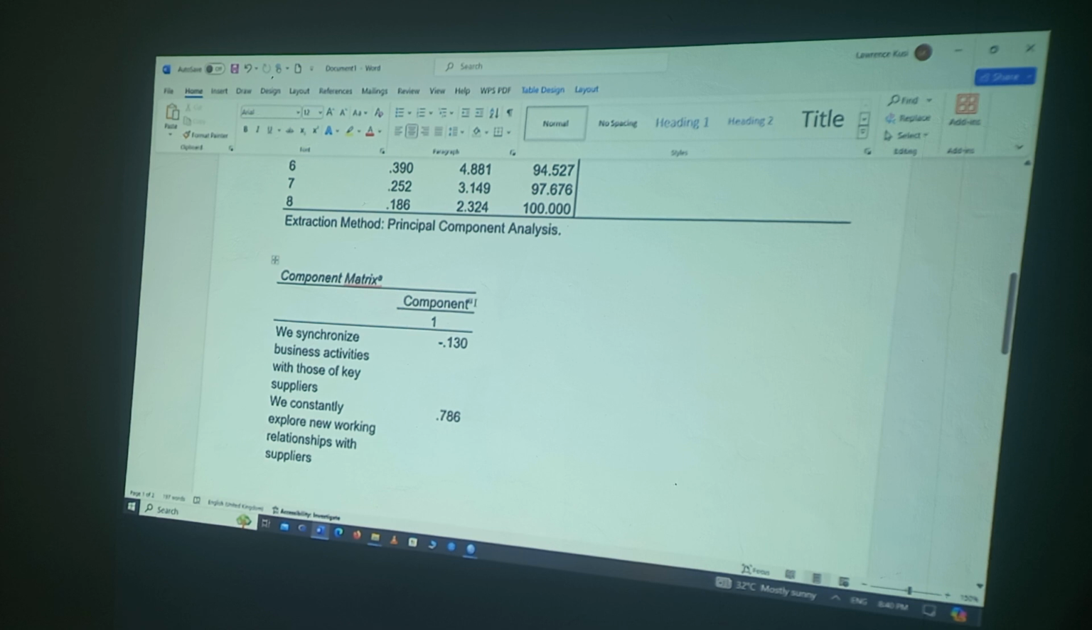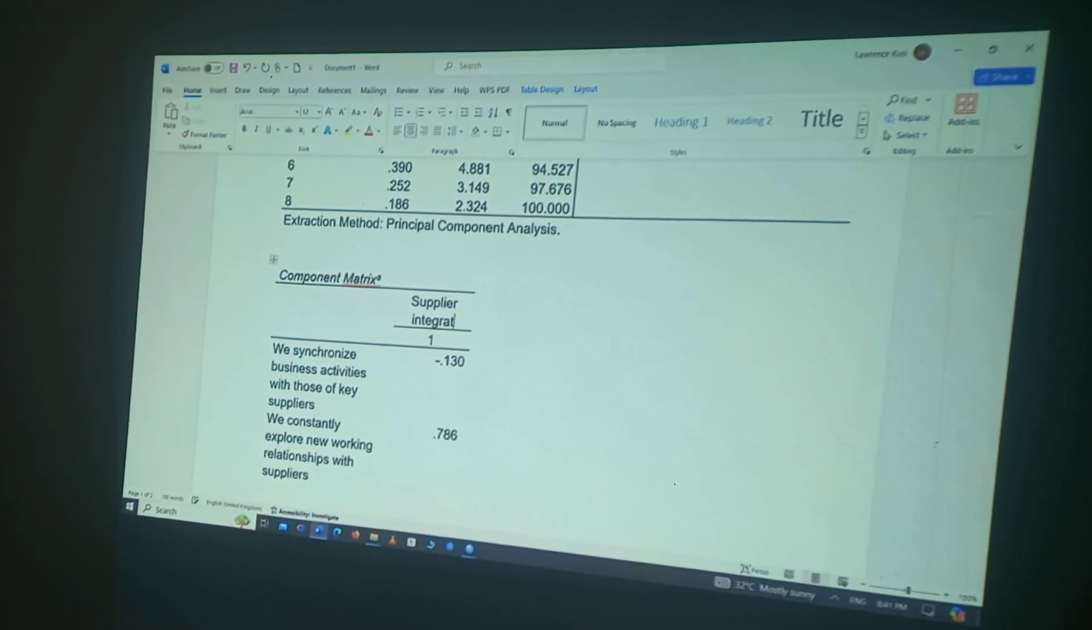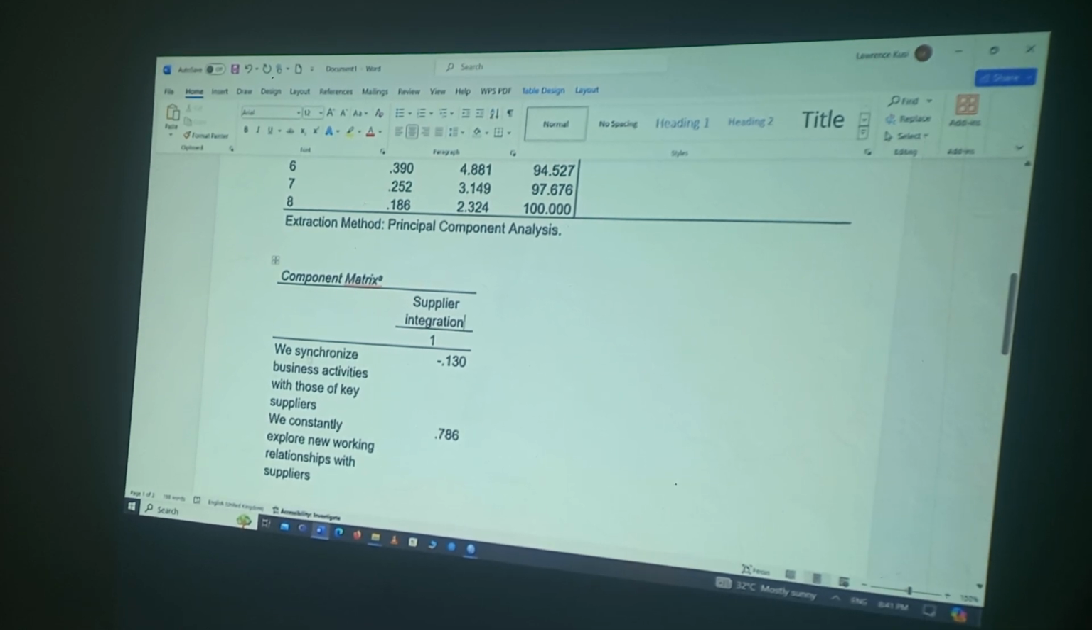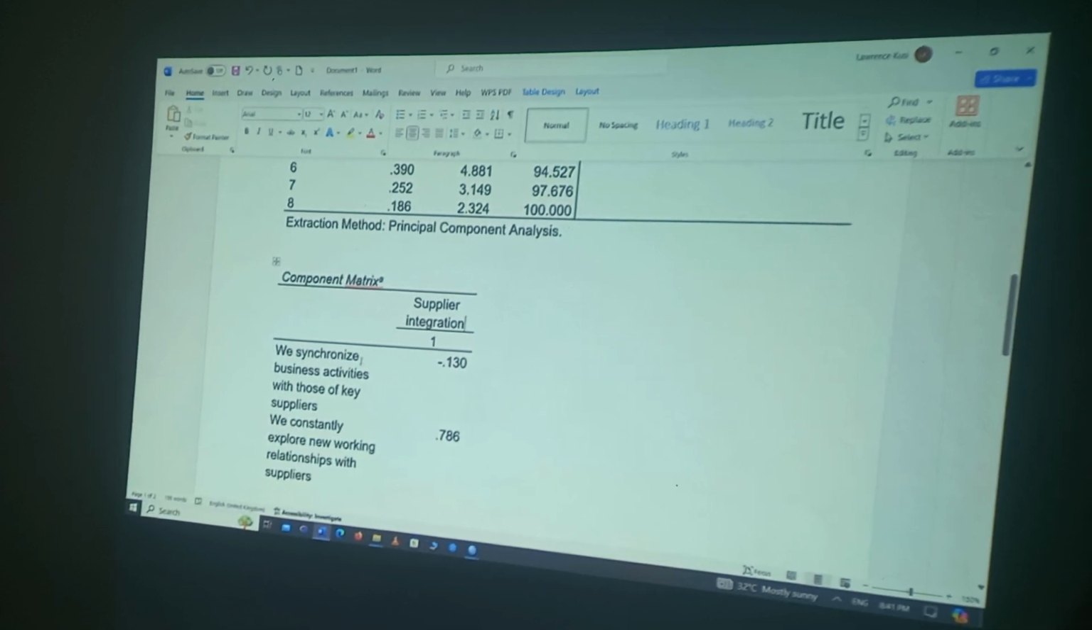So what is the name? You can edit and place it here. What is the name of the factor? Supplier integration. Okay. So we are saying that for any factor to be seen as a valid factor, it must have a correlation of 0.3 and above with this supplier integration. So let's pick the first one.